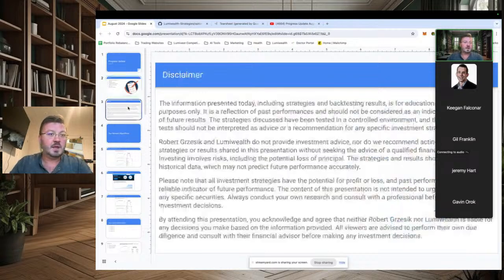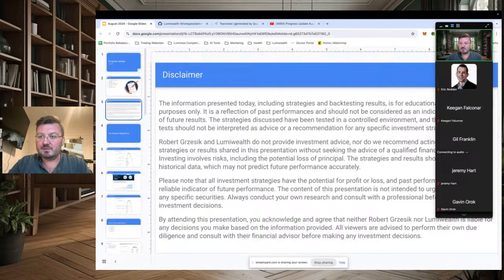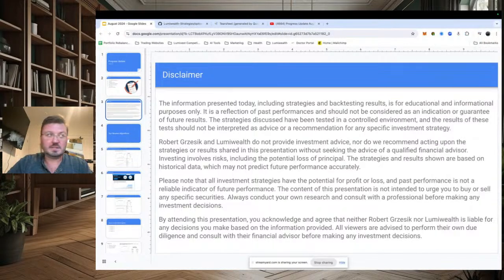Cool. Before we get started, this is finance after all, so we have a disclaimer. Please read this. Make sure that you're aware of the risks and all that kind of stuff involved. Let me make sure I move this here. There you go. So please make sure that you read this. We are involved in finance, so definitely this is quite important.